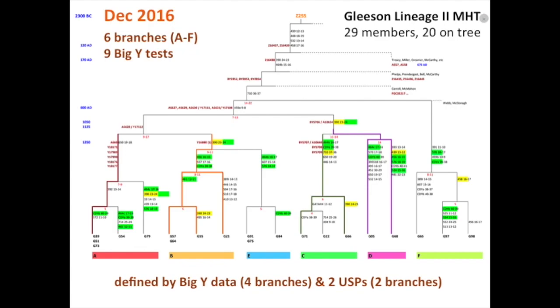4 of those branches were defined by SNP markers, by Big Y data. 2 of them were defined on the basis of unique STR patterns within the STR data. We'll take a little bit of a look at that. Those 2 branches, and you'll see them here because they're not highlighted in any color, were branch F, on the basis of an STR pattern, and branch E, also on the basis of an STR pattern. Both of those branches were subsequently confirmed by the Z255 SNP pack testing, which showed that they did actually have a unique SNP marker that defined that particular branch.